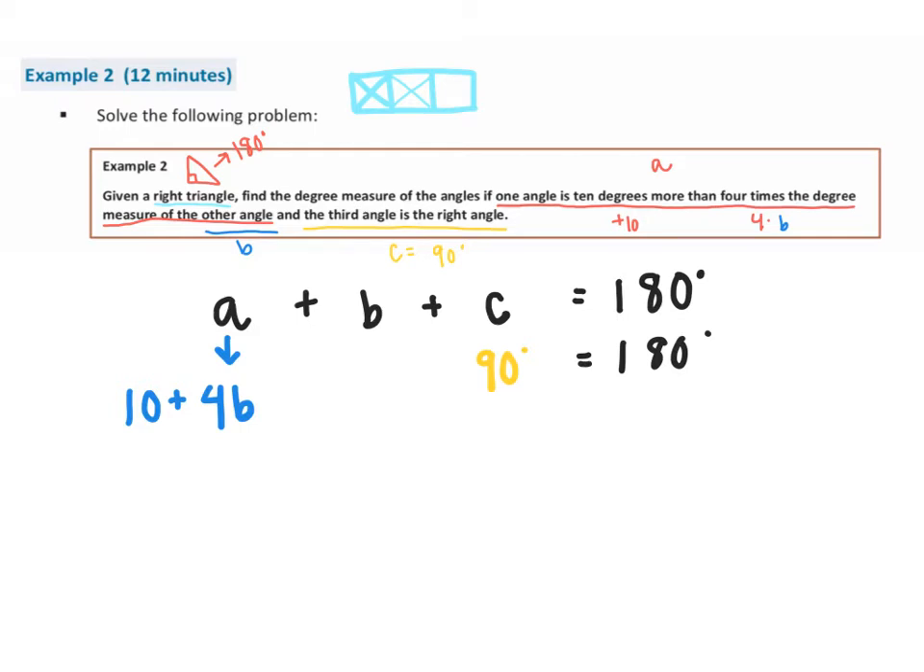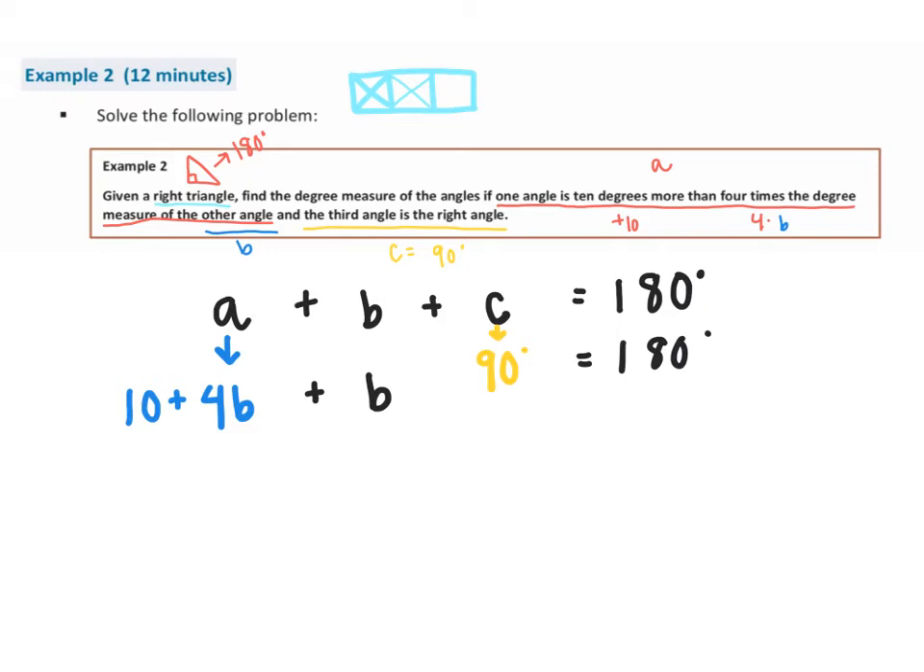And the only thing I haven't copied down yet is this plus B. So you'll see that I've changed a few things in my equation so far. I changed my C to 90 degrees because that's no longer unknown. We know what it is. And I changed my A to what I do know. I don't know everything, but I know it's 10 more than 4 times B.